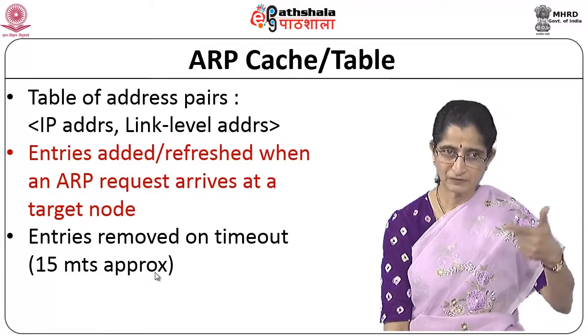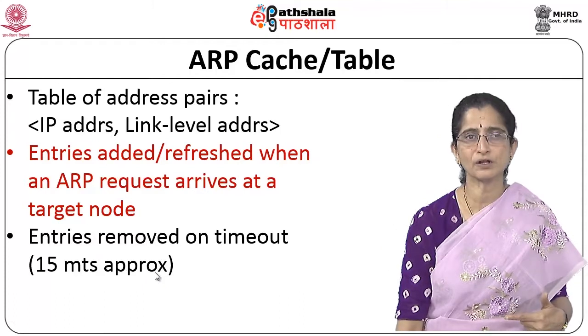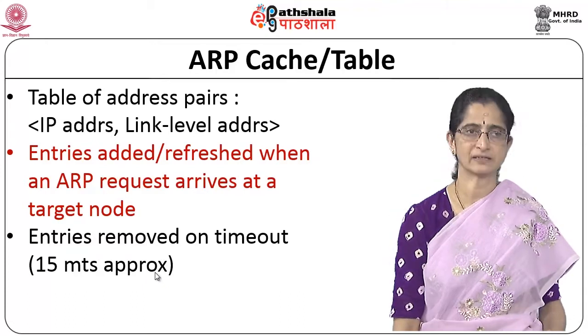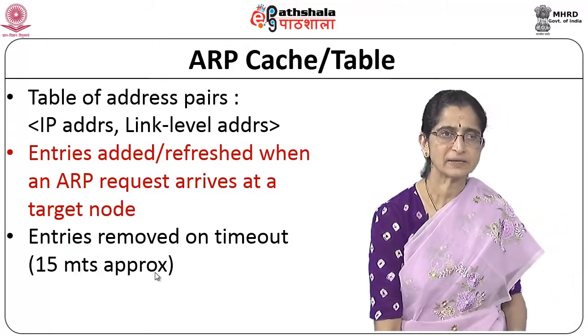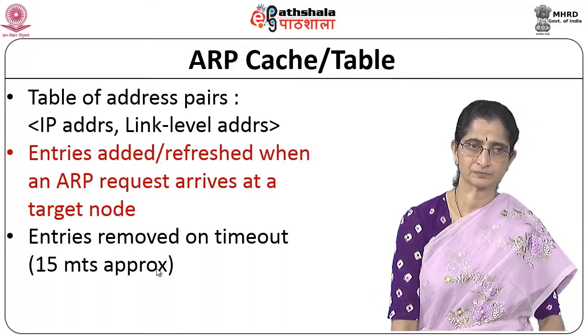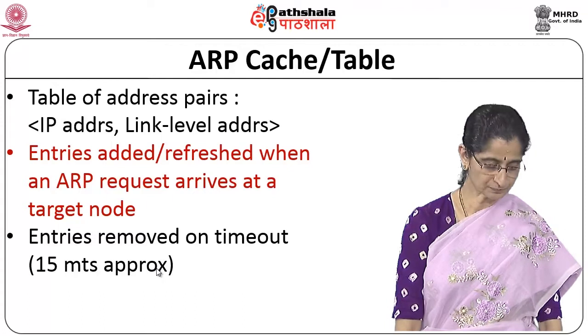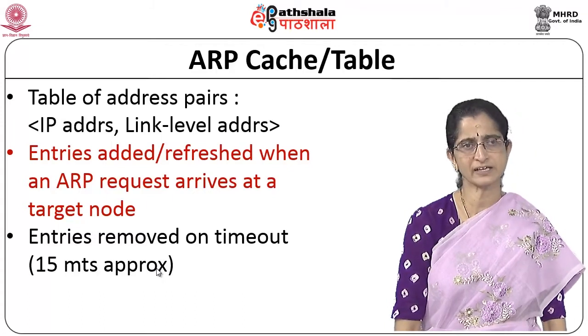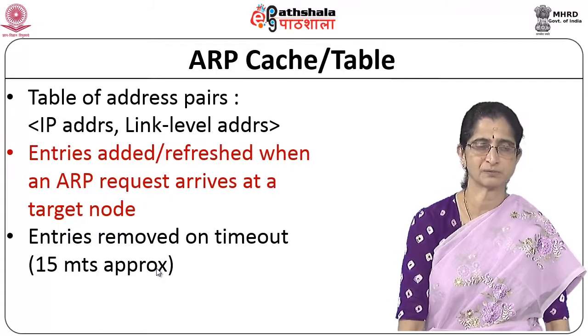But before that, if there are references to that particular entry, it will keep getting refreshed and keep remaining in the cache. So this is basically the mechanism that is used in the ARP cache table. We call it the ARP cache, we also call it the ARP table. So both terms are used interchangeably.